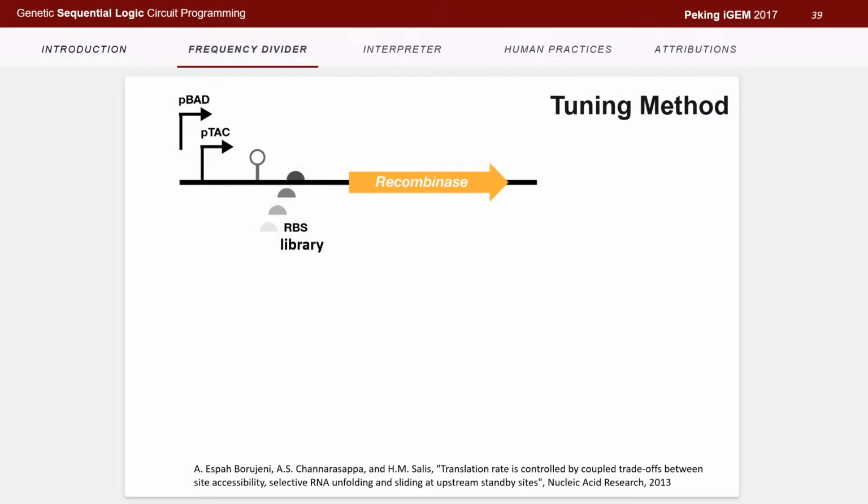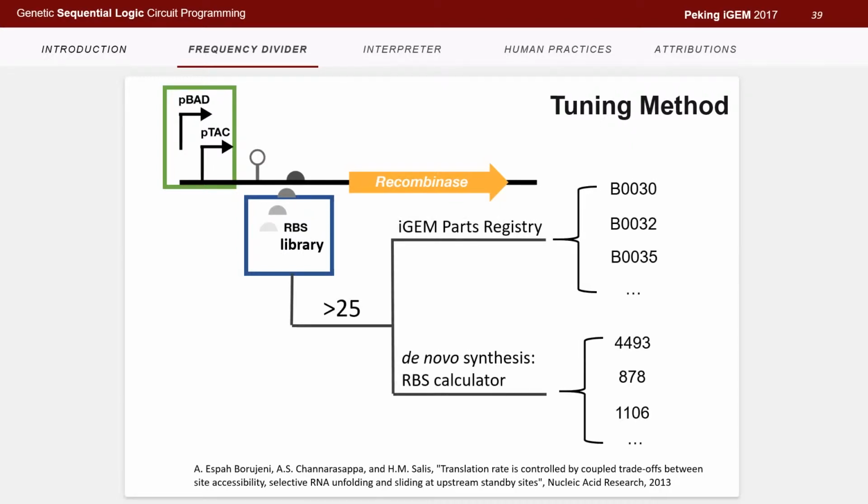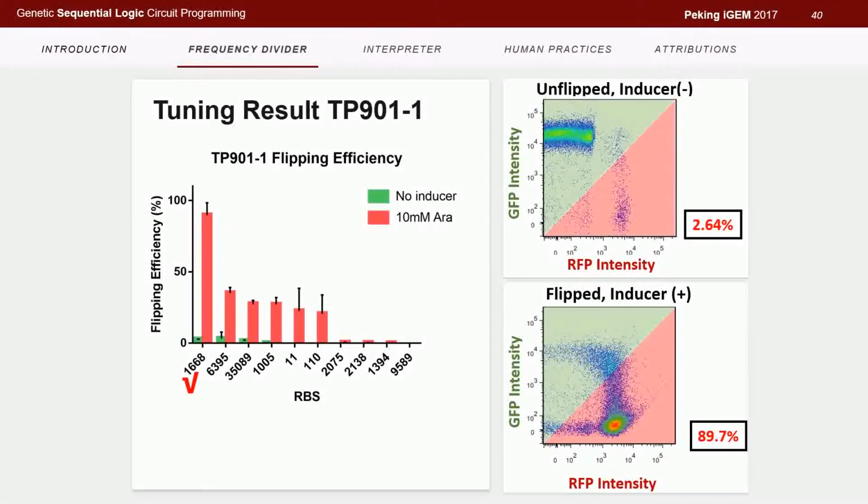There are 2 possible levels of adjustment. On the transcriptional level, we use promoters pBAD and pTAC. On the translational level, we generated an RBS library. Part of them are from the iGEM parts registry, and others are first analyzed in the RBS calculator and then synthesized de novo. Here are the flipping efficiency results of TP901.